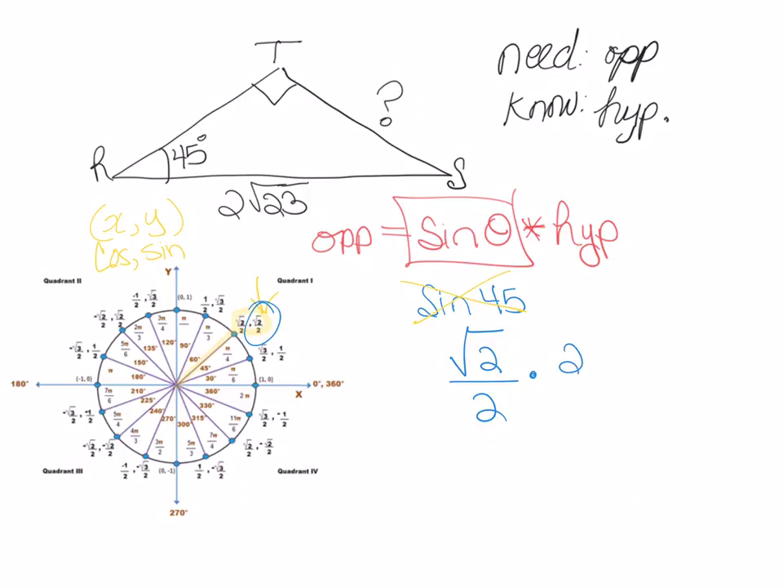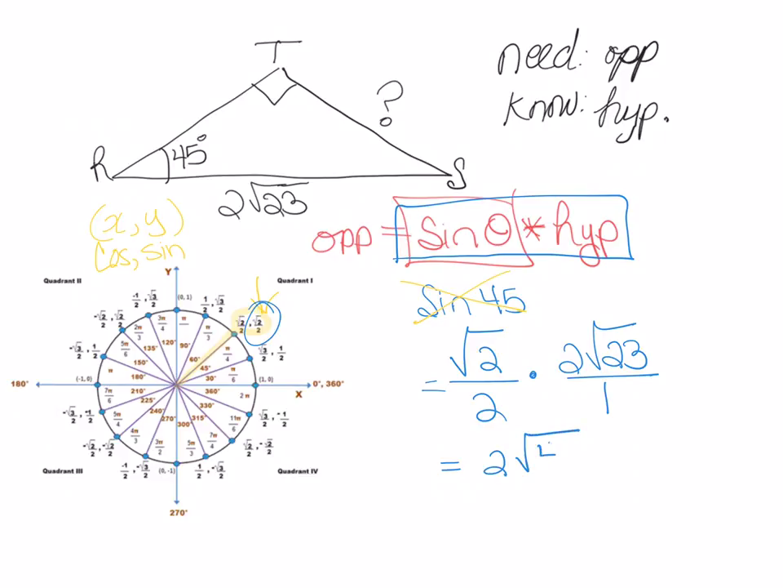We're going to multiply times 2 square root 23 because our formula tells us it's sine theta times hypotenuse, and that's over 1. Then we multiply and we're going to get 2 times the square root of 46 over 2, and our 2's are going to cancel. We're going to get square root 46.